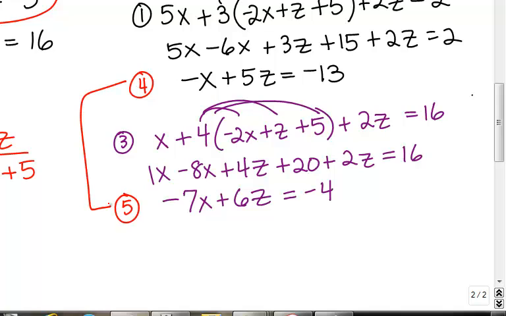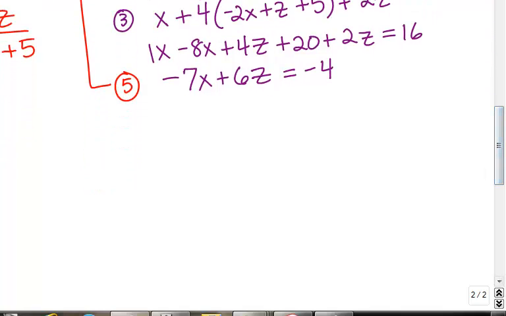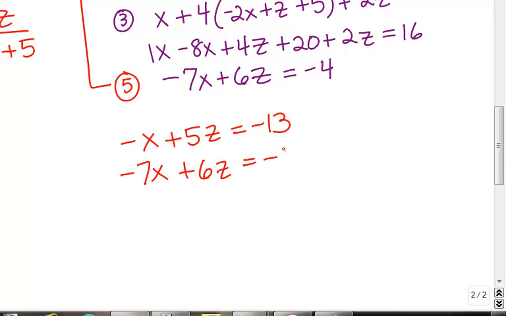4 and 5 now only have 2 variables. Put them together. Actually, let's look at 4 and 5. We got a negative x plus 5z equals negative 13. And negative 7x plus 6z equals negative 4. If I was strictly enforcing it, I would say solve by substitution. What would you solve for? Get the x by itself, because you want to look for that coefficient of 1.